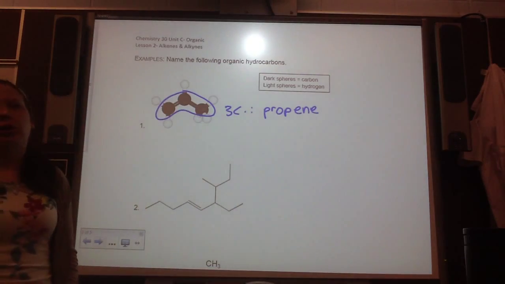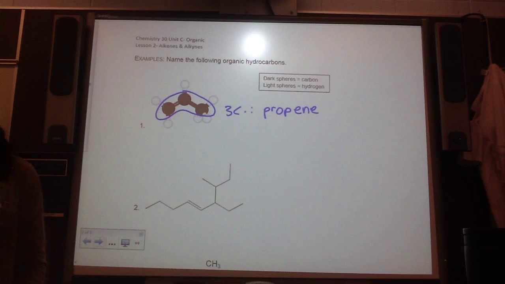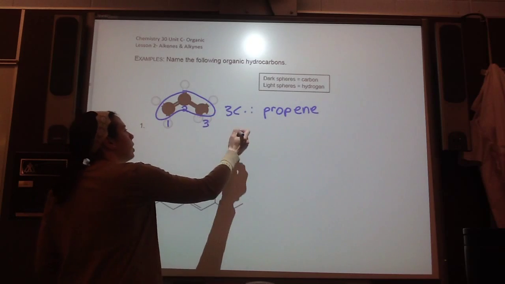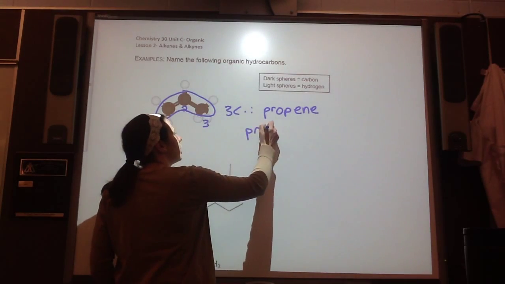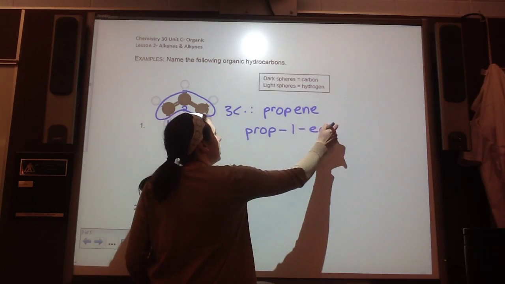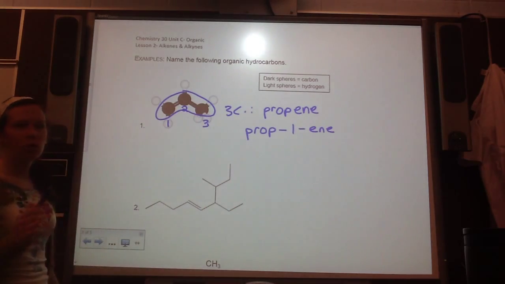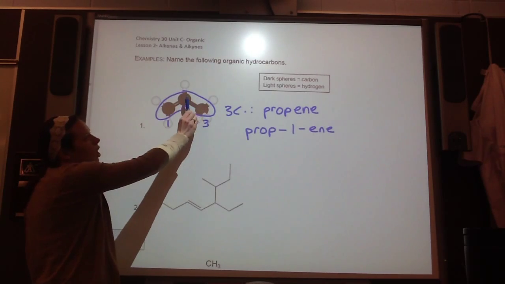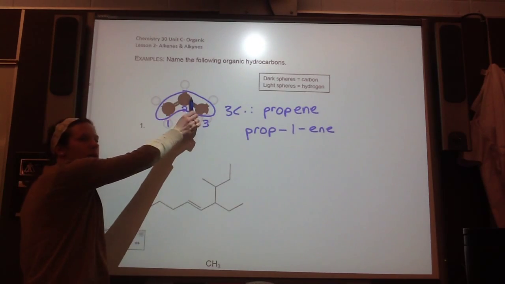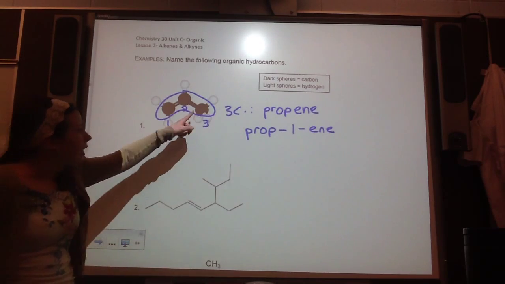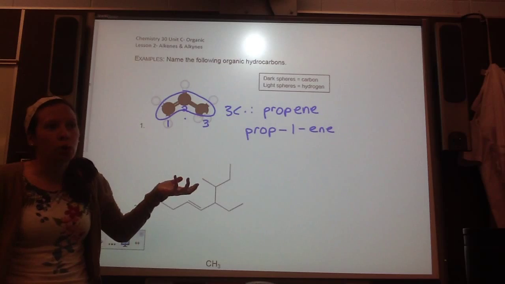Now, we need to generally indicate which carbon it's on. If we numbered it, we'd say this is 1, 2, 3. So our final one we could say is prop-1-ene. Now you always pick the smallest number. You wouldn't call it 2-ene, you would say 1. But it doesn't matter if it was here or here. It's both prop-1-ene.